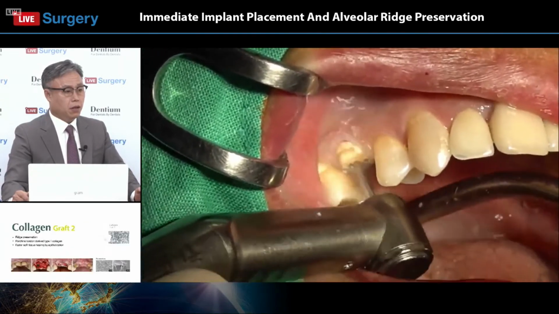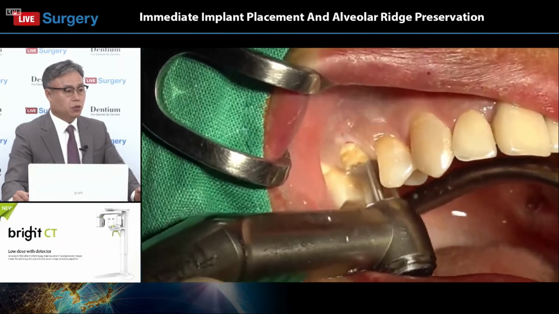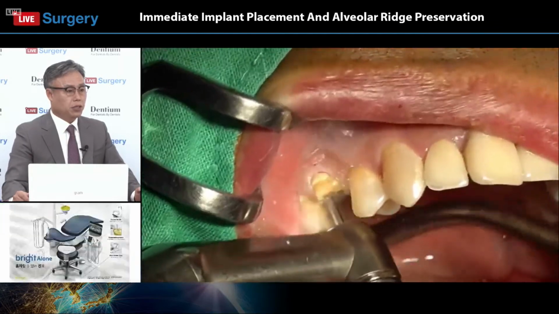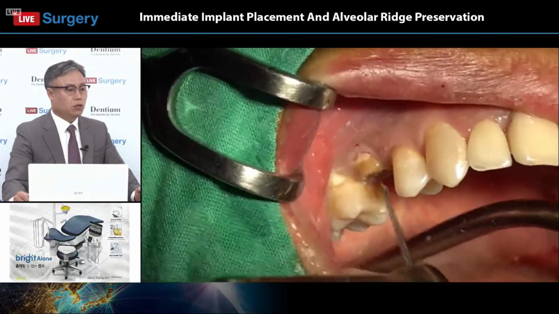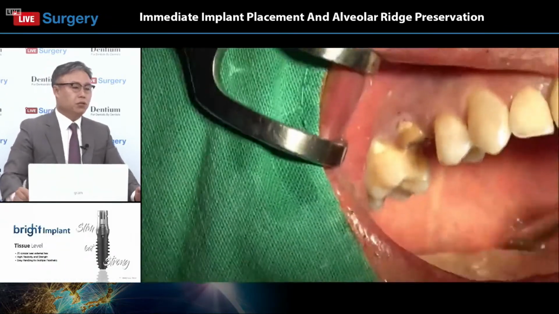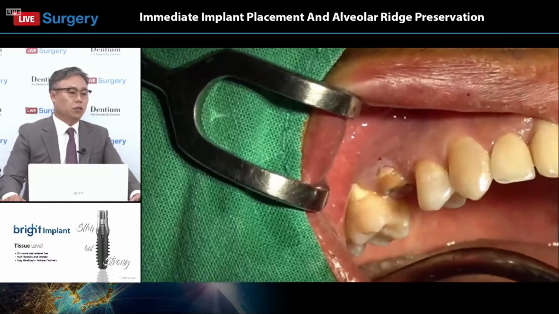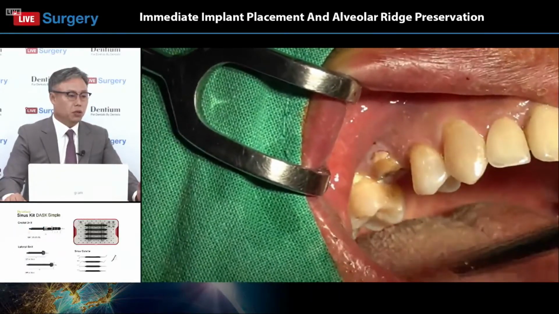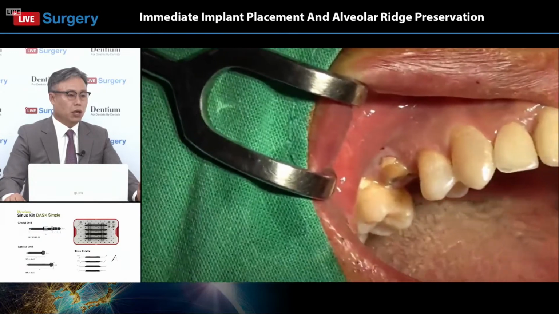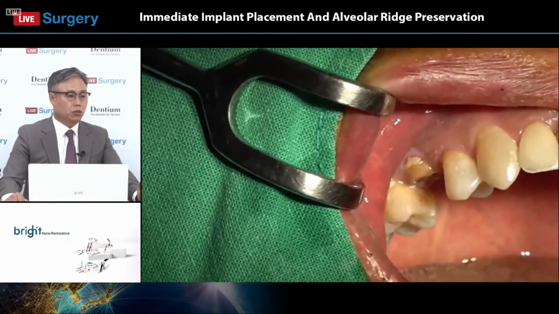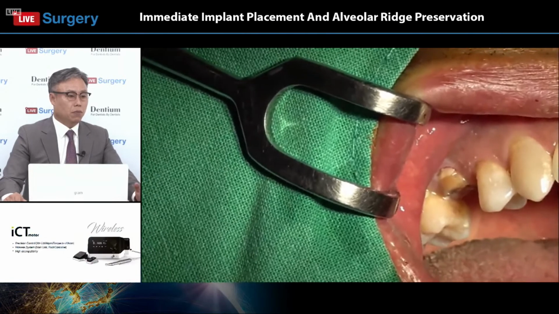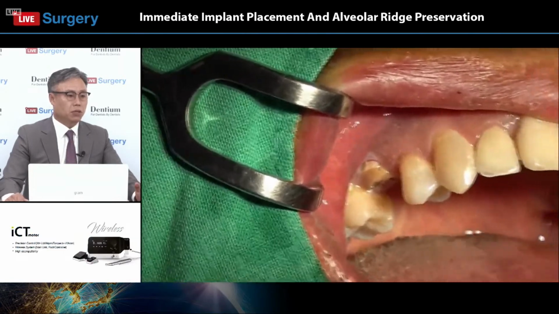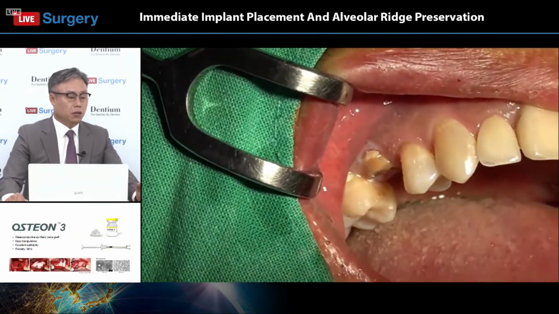Okay, he is now starting to extract the tooth number 15. Sectioning the tooth. The reason we section the tooth for extraction is to minimize the damage which could be made during the extraction procedure. Sometimes we can section in the mesial-distal direction or sometimes in the buccal-lingual direction.